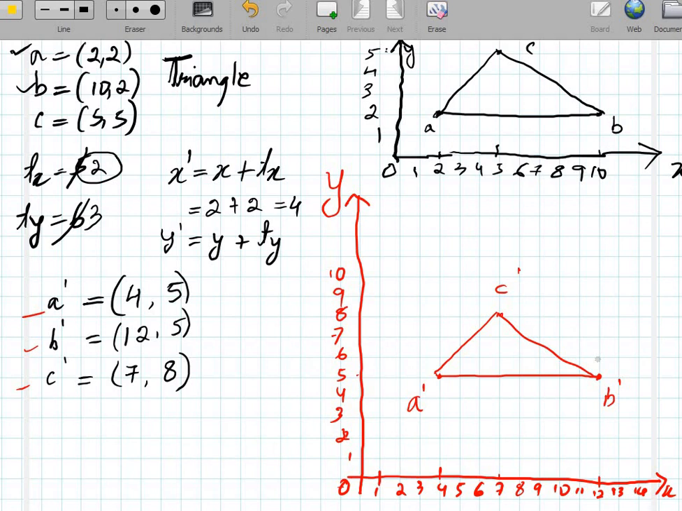The triangle does not change its size or orientation. The angles are still the same. The angle here will be the same as this angle, this angle will be the same as this angle, and here will be the same as here. Everything will be the same except that it changes its position. As you can see, from 0 it is becoming much wider as compared to this distance.